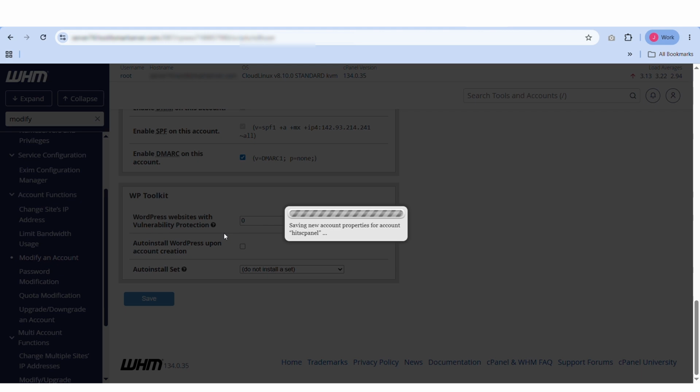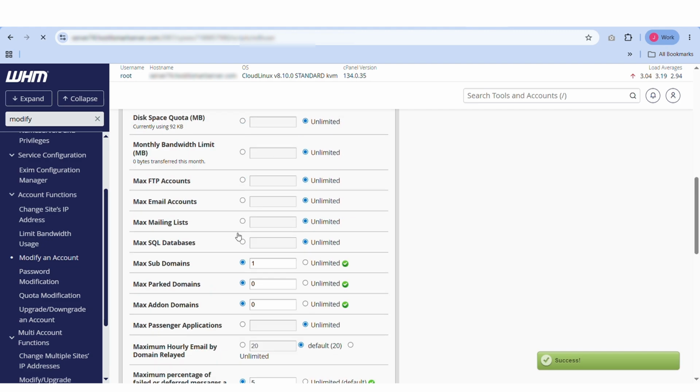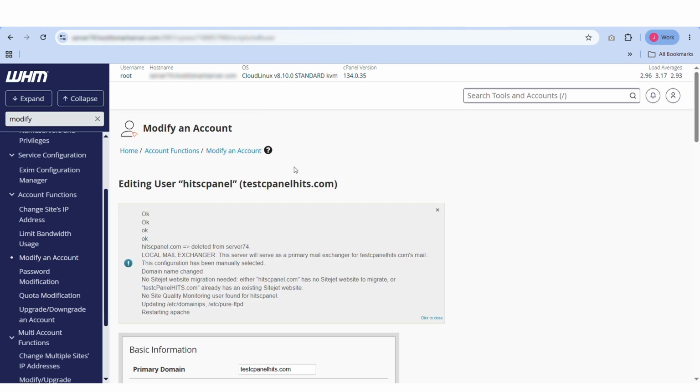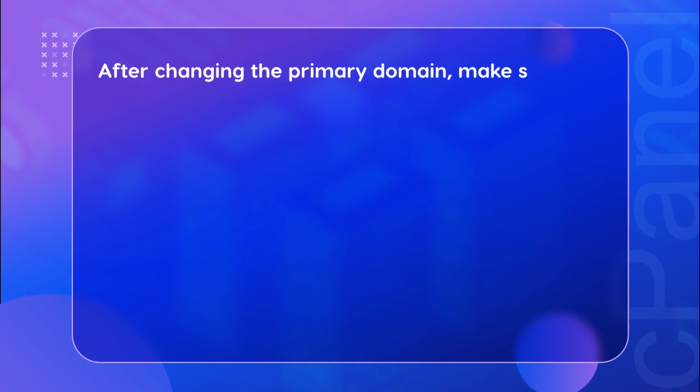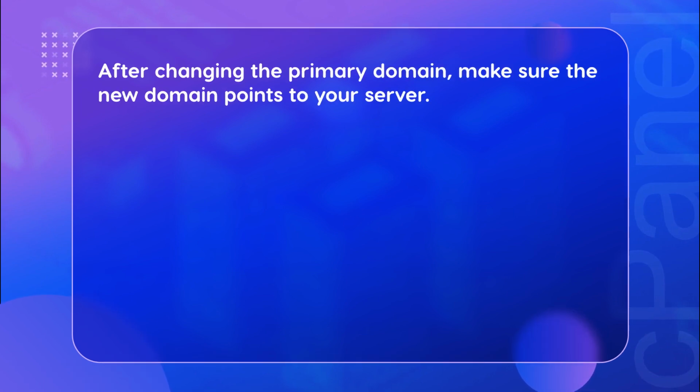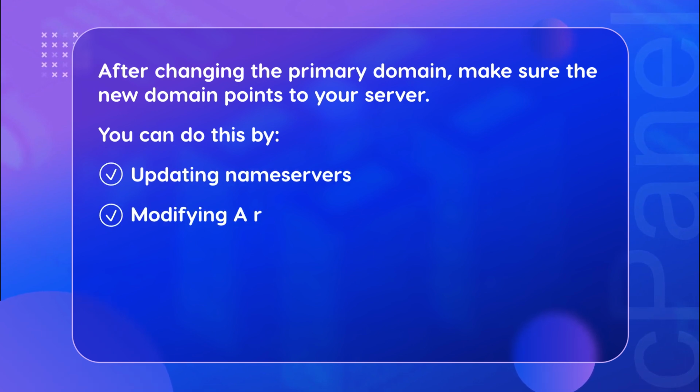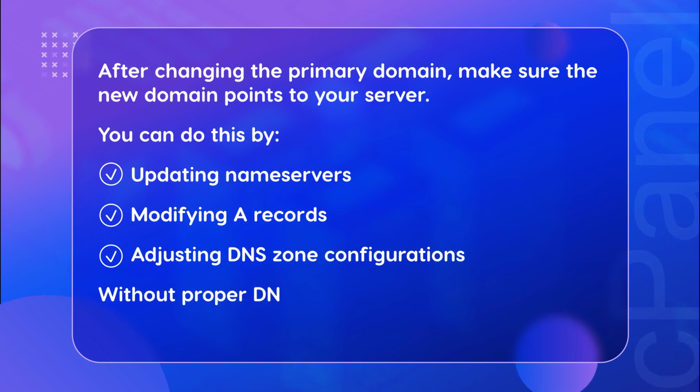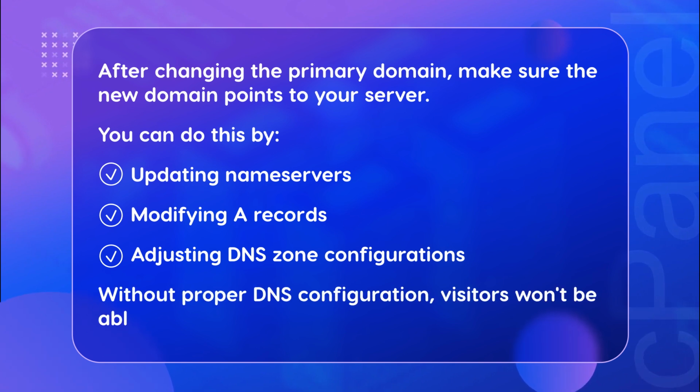WHM will begin updating the account configuration. Depending on the server and account size, the process may take a few moments. Once completed, the cPanel account will recognize the new domain as its primary domain. After changing the primary domain, make sure the new domain points to your server. You can do this by updating name servers, modifying A records, or adjusting DNS zone configurations. Without proper DNS configuration, visitors won't be able to access the website using the new domain.